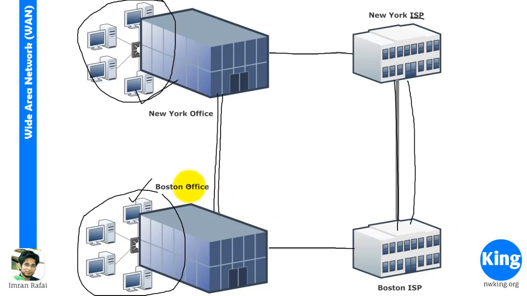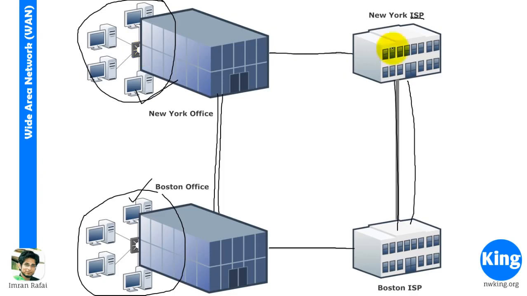Now this forms the wide area network, where LANs are interconnected with each other to form a very wide area network, and wide here signifies a wide geographical area. It could be across the country, in different cities in the same country, or maybe in different countries. Basically, it's a WAN. So that is how it works.